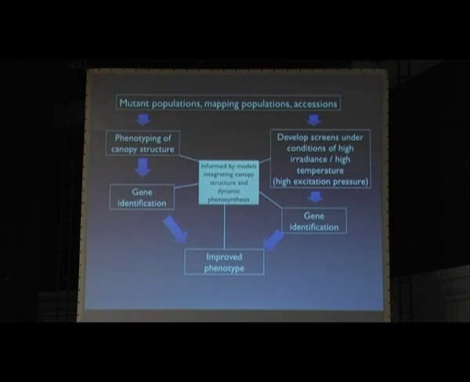And I can't emphasize this enough. If we're going to screen for plants that are capable of doing well under high light and extreme conditions, we need to screen them under conditions of high excitation pressure. Okay? And this also must be informed at every step of the way by models that integrate canopy structure and dynamic photosynthesis, things such as Jingguang Zhu was talking about yesterday.